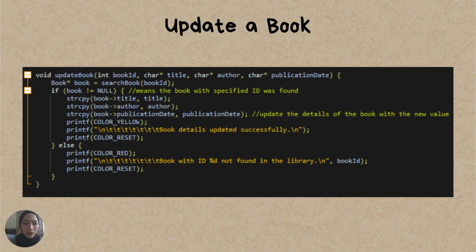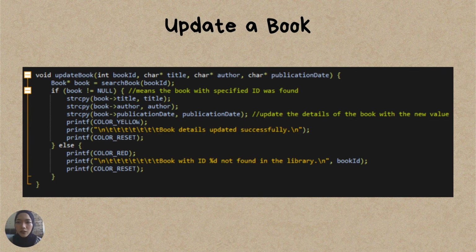Today I would like to present the update book function. As you can see in the code here, the given code is a function called updateBook that updates the details of a book in a library system. In the breakdown of the code, the function takes 4 parameters: first, book ID, which is an integer; title, a character pointer; author, a character pointer; and publication date, also a character pointer.